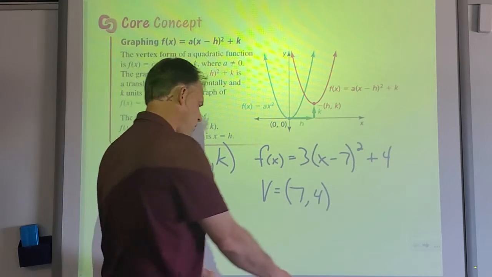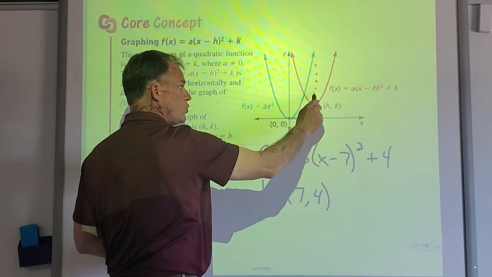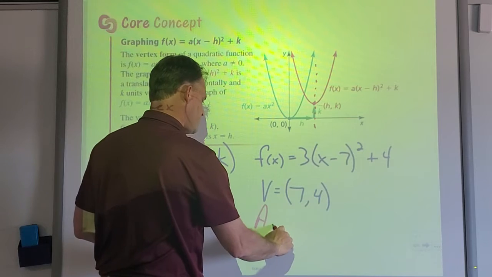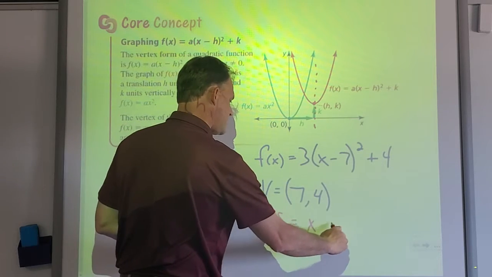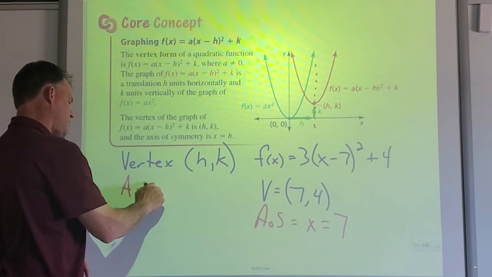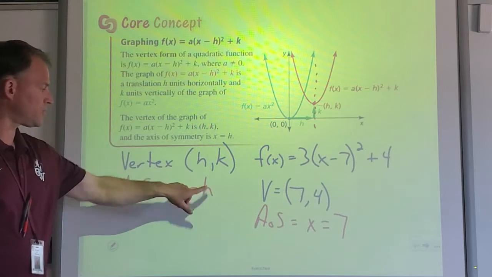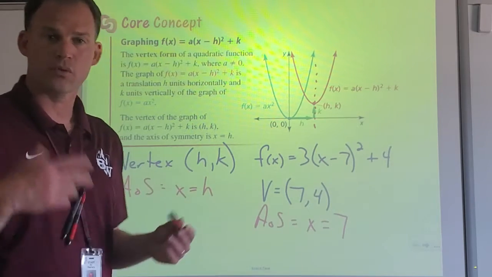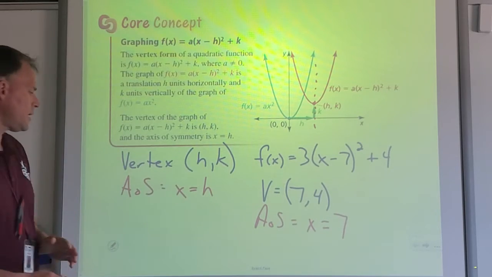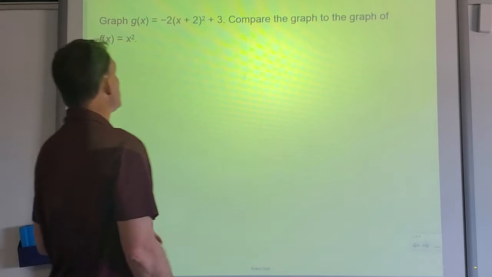One other thing of note, the axis of symmetry still goes through your vertex, so h, the axis of symmetry, is going to be x equals whatever that h is. So this would be 7. So the axis of symmetry is x equals h. Whatever number is there, that's your axis of symmetry. So that's important to remember because it does help you graph this. All right. So let's take a look.